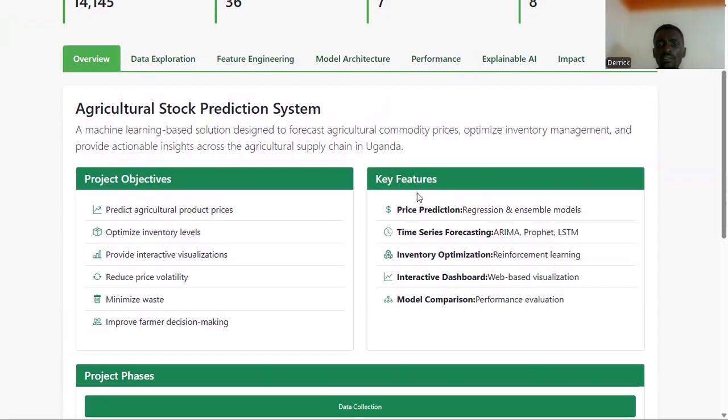The key features in this system: there is price prediction, which is done by regression and ensemble models; time series forecasting, by the ARIMA, Prophet and LSTM models; then inventory optimization, which is implemented using deep Q-learning and Q-learning, which are reinforcement learning models. Then there is the interactive dashboard, which is web-based visualization and model comparison with the performance evaluation.